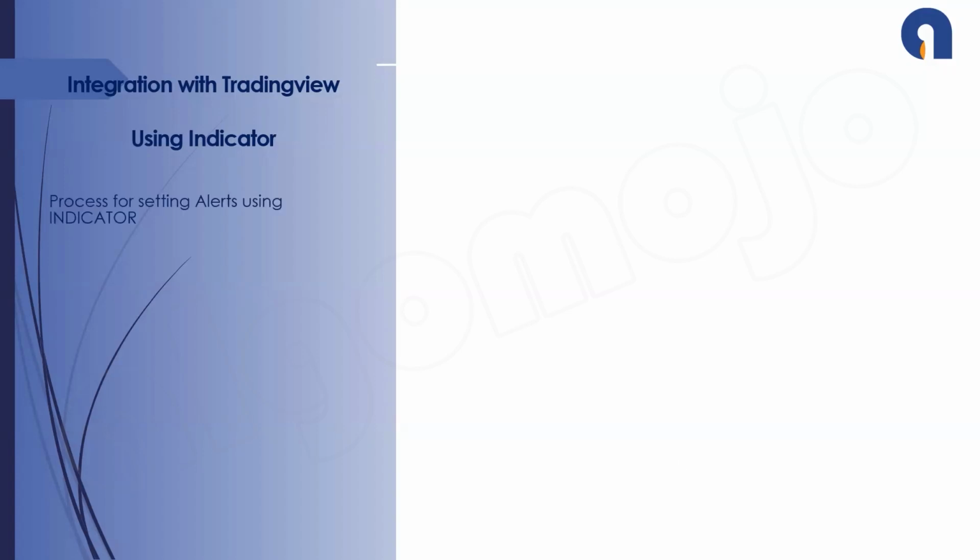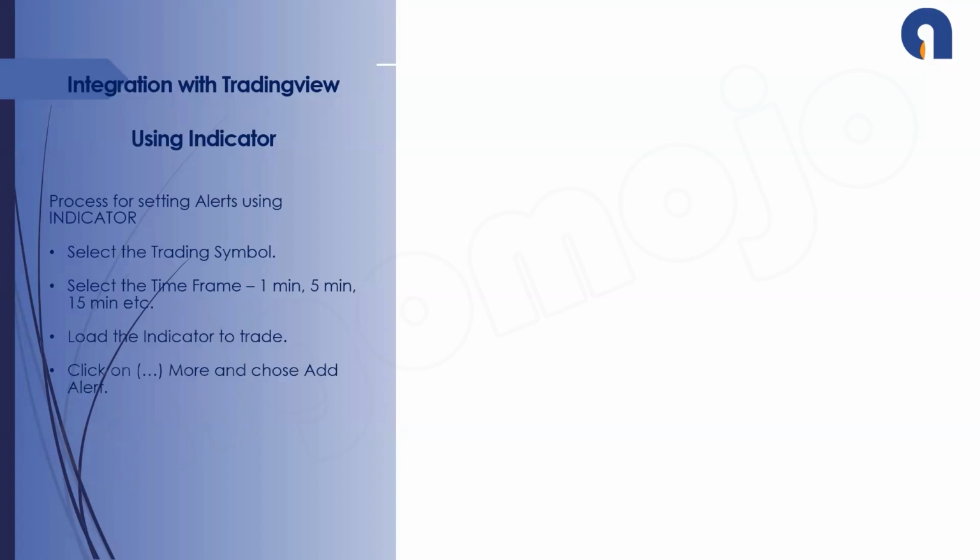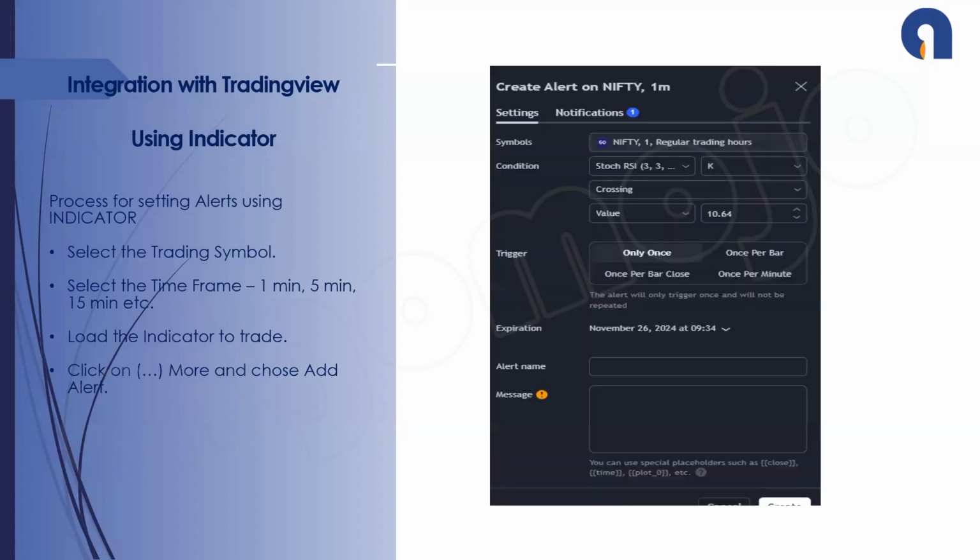If you are using an indicator, the process is slightly different. But initially, first you select the symbol that you want to trade, then select the time frame, then load the indicator that you want to use, then click on add alert on the indicator. You'll get a message box which is slightly different from what we saw earlier. The earlier one didn't have the condition and trigger. Here you need to update the condition. The conditions will be different based on the type of indicator you're using. Similarly, the trigger is normally kept as once per bar close, and then give a name.